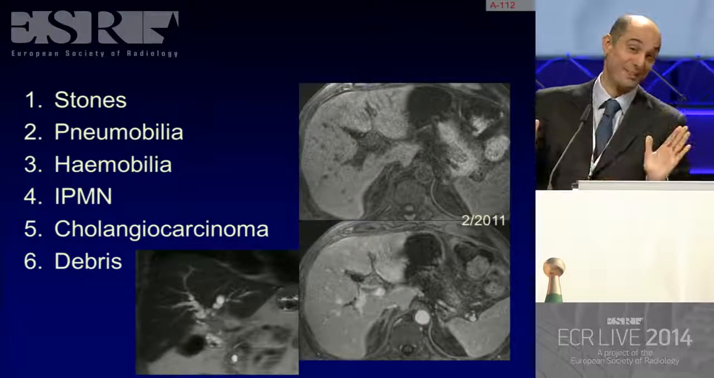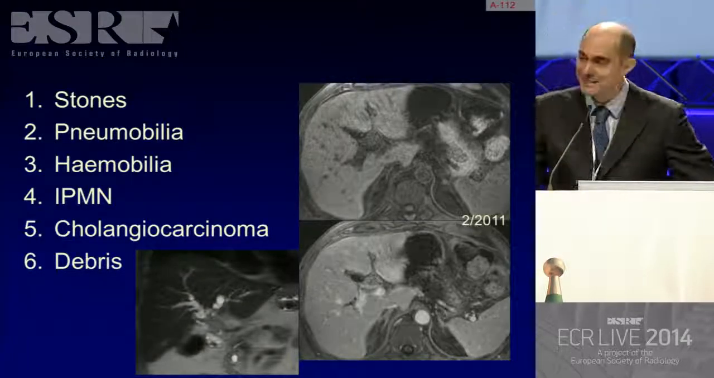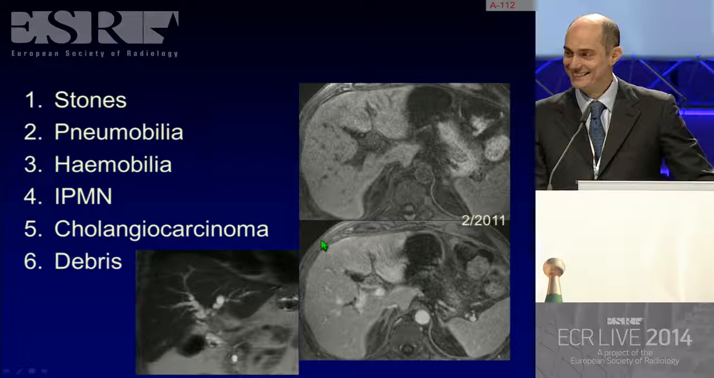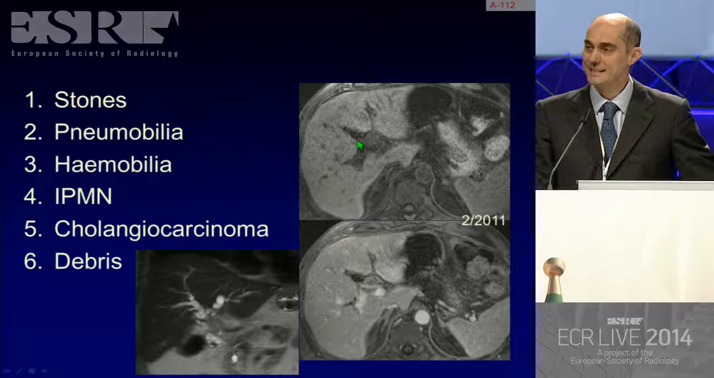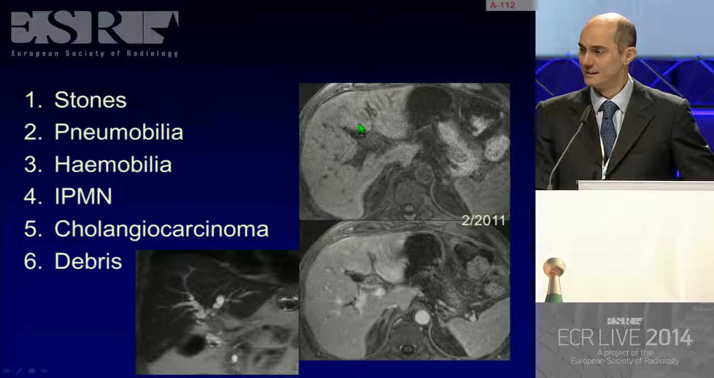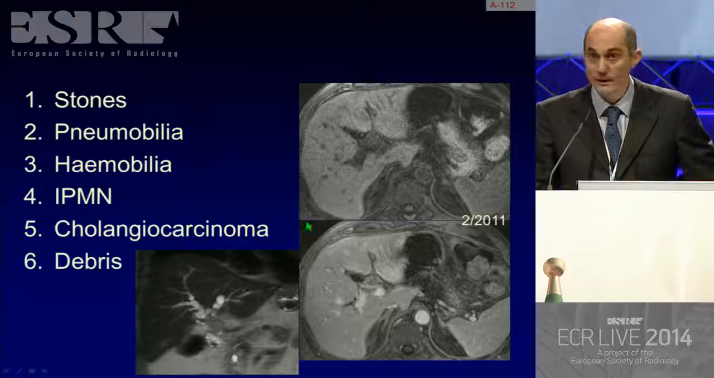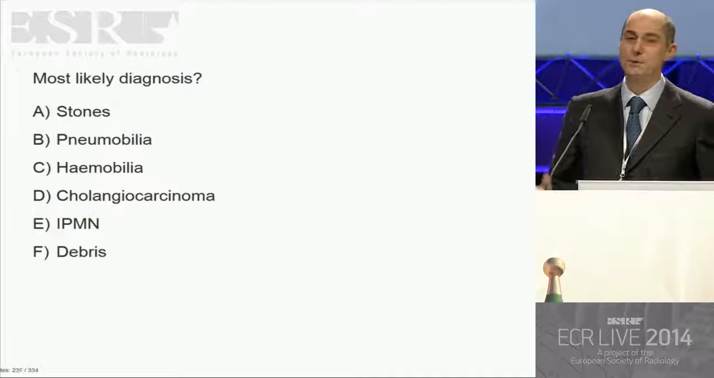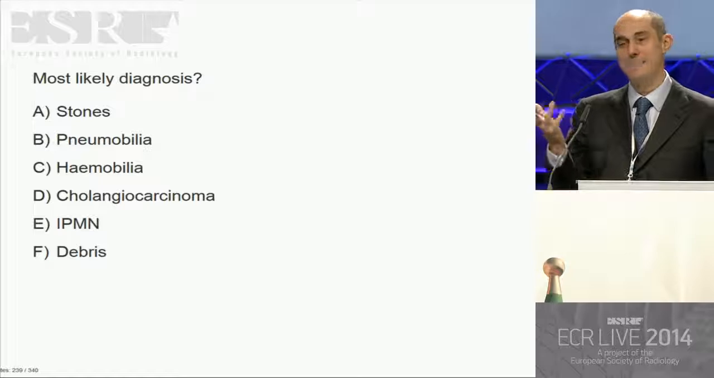This was not easy for us, too. I have here a person that can testify this. So what do you think it is? Please vote. May we have the slide for the votation, please? Okay, thank you. So here it is. Could you please vote again? So stones, pneumobilia, hemobilia, cholangiocarcinoma, IPMN, and debris.